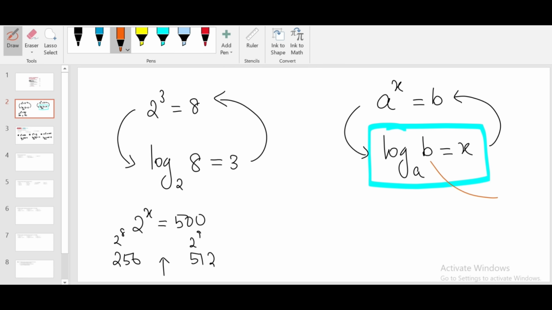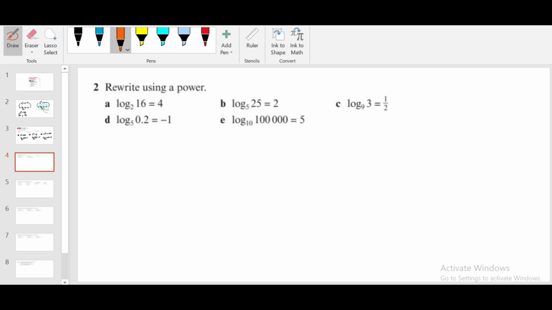This B or this A cannot be 0, and it cannot be a negative number. So when you do calculations, if you get the value of A or B as a negative number, that means there is no solution, or maybe you made some error in the calculation. These two must be positive numbers, not necessarily an integer, but it can be a decimal number, but it has to be positive. Understand? Okay, now the next question, rewrite using power.